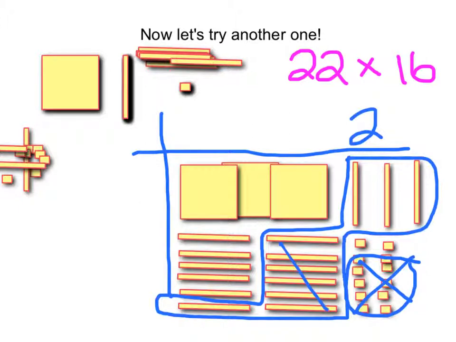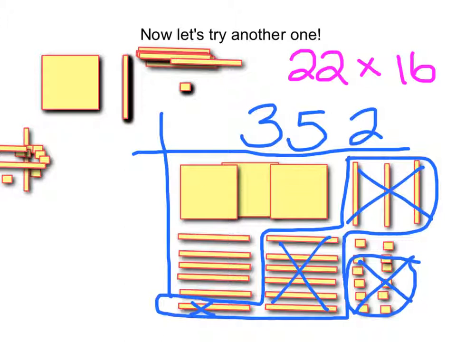I'm going to cross these off, so I've used these. And then I'm going to count what I have left, which ends up being 10, 20, 30, 40, 50. So off to the side here, I'll write my 5. And then when I look, I have 1, 2, 3 hundreds. And I write my 300 right there. So my answer ends up being 352. Awesome job. We will work more with this in class. Have a great rest of the day.